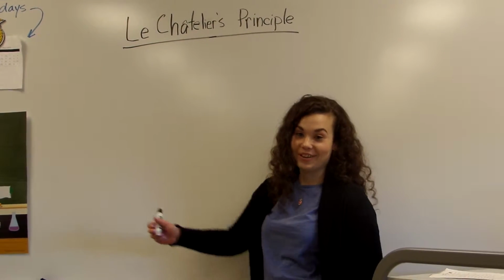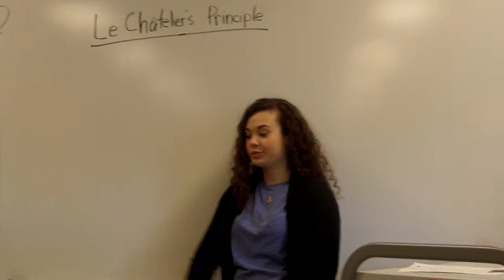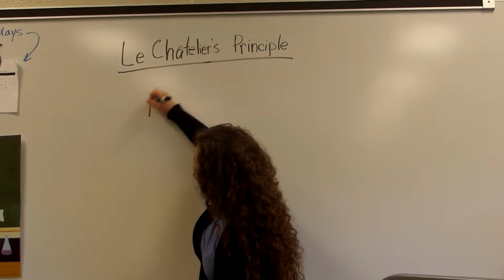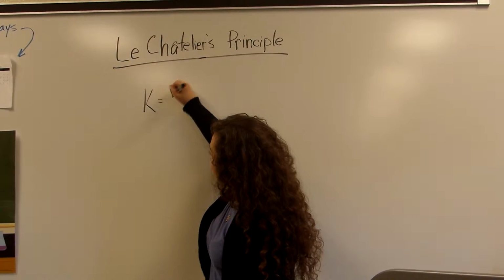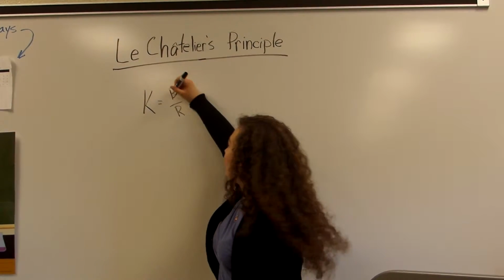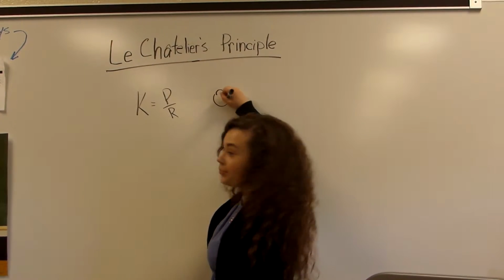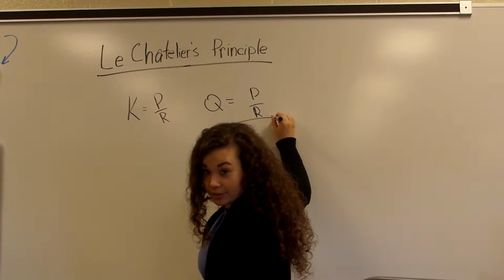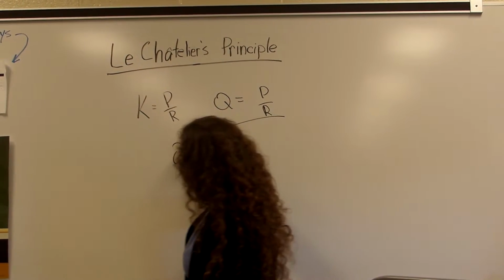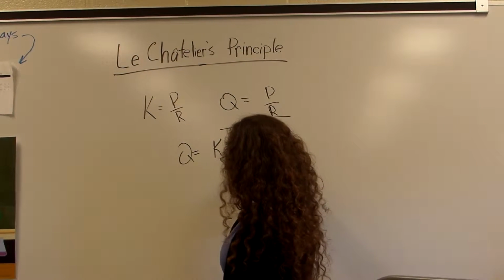Okay. Hi. So today we're going to talk about Le Chatelier's principle and how it affects Q versus K. K is the equilibrium constant. It equals products over reactants, but only at equilibrium. Whereas Q equals products over reactants, but it does not have to be at equilibrium. So if Q is equal to K, that means, yay, we're at equilibrium.